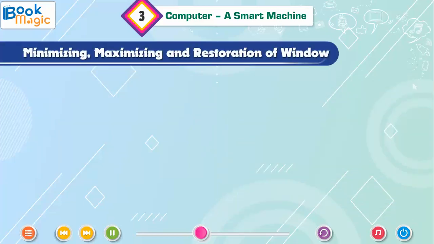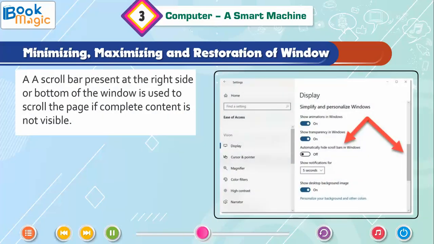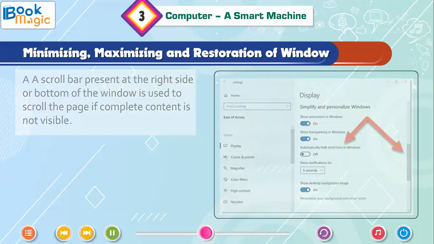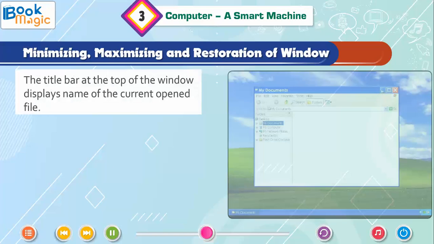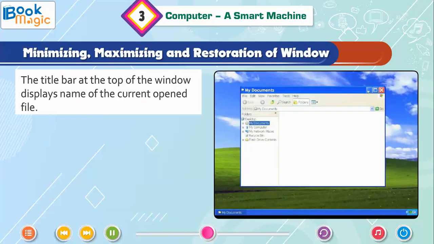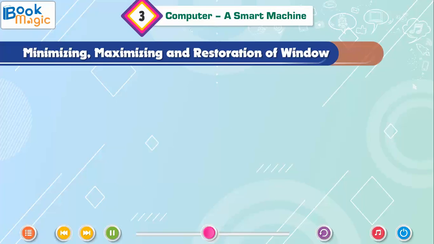Components of program window. Scroll bar. A scroll bar present at the right side or bottom of the window is used to scroll the page if complete content is not visible. Title bar. The title bar at the top of the window displays name of the current open file.